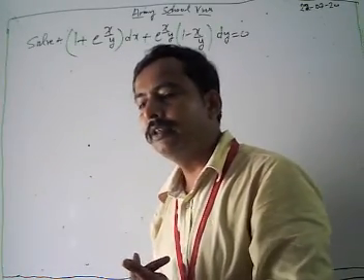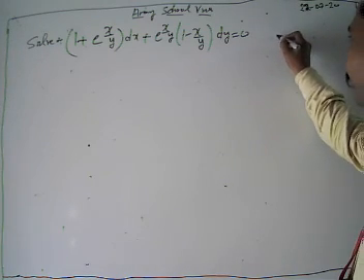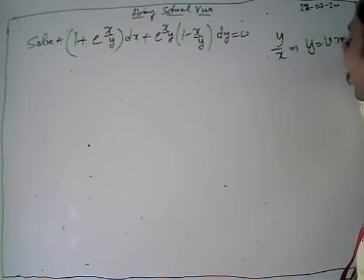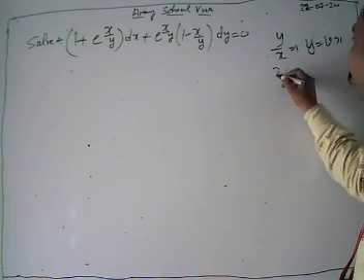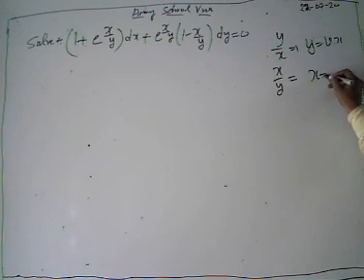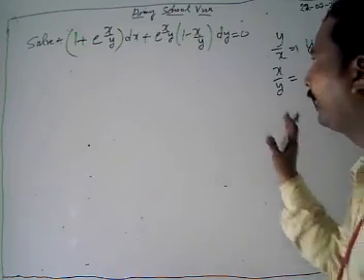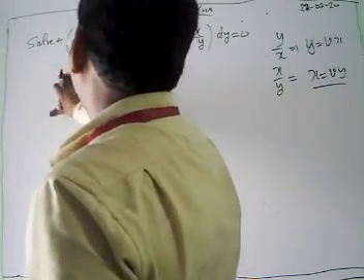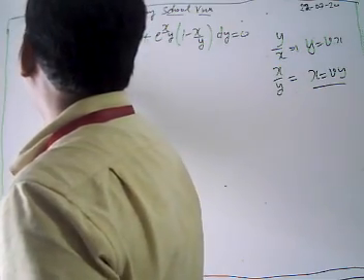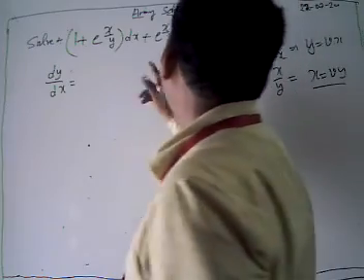Here it's in the form of x by y. Whenever we have a form of y by x, then we put y equal to vx. But when we have a homogeneous equation in the form of x by y, then we take x equal to vy. First of all, we have to write it in standard form.